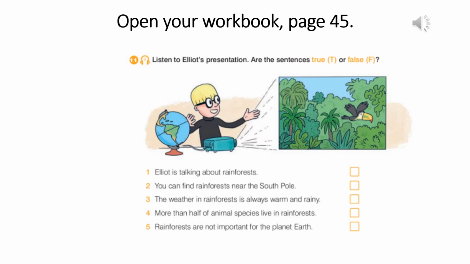Listen to Elliot's presentation. Are the sentences true or false? Elliot is talking about rainforests. Lesson 2. Science Report. Track 8.